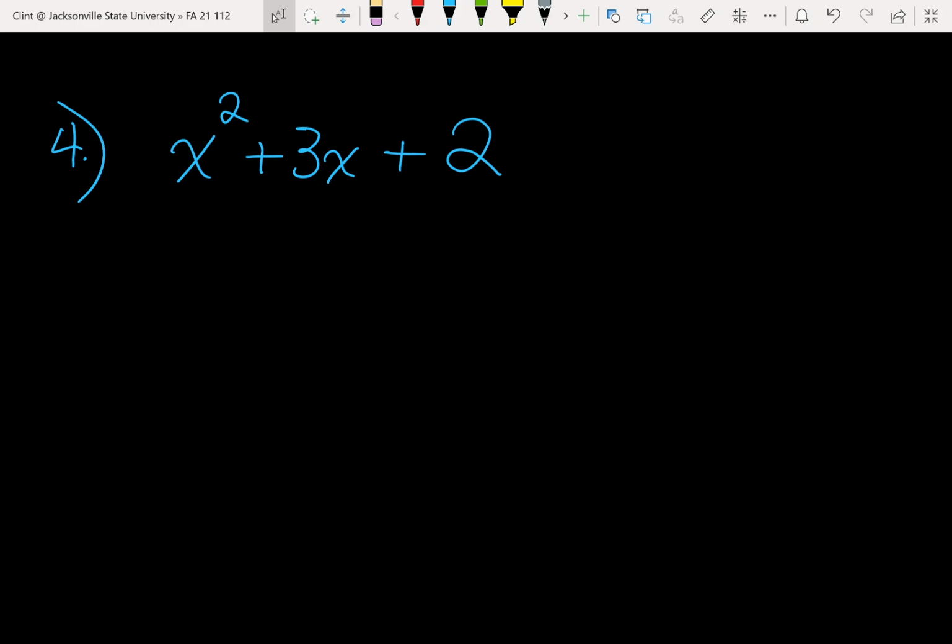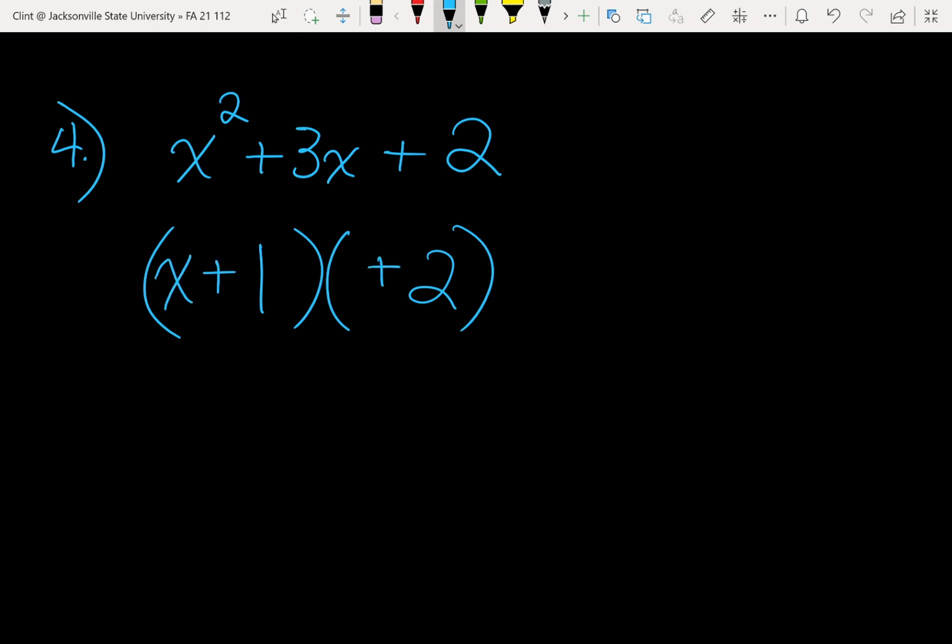On this one, our leading coefficient's a 1, so all we need to look for is factors of 2 that add together and give us 3. There's not a lot of choices of factors of 2. We only have 1 times 2, so that makes that part pretty easy. We need a 1 and a 2. They're both positive. And then to get the x squared part, we need x. I kind of squished that writing in. That's it on that one.